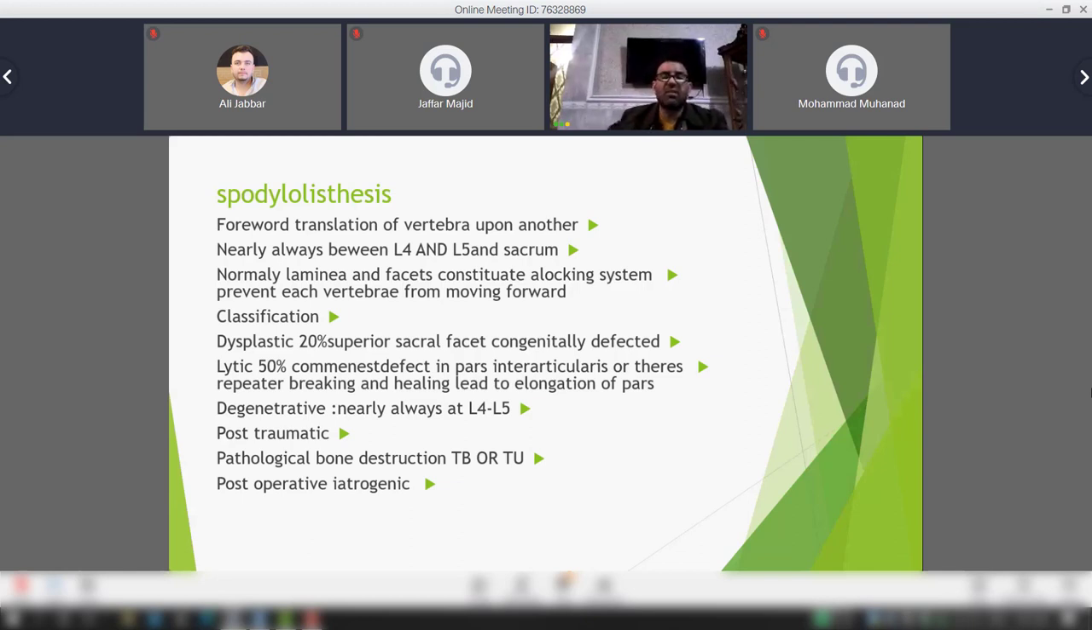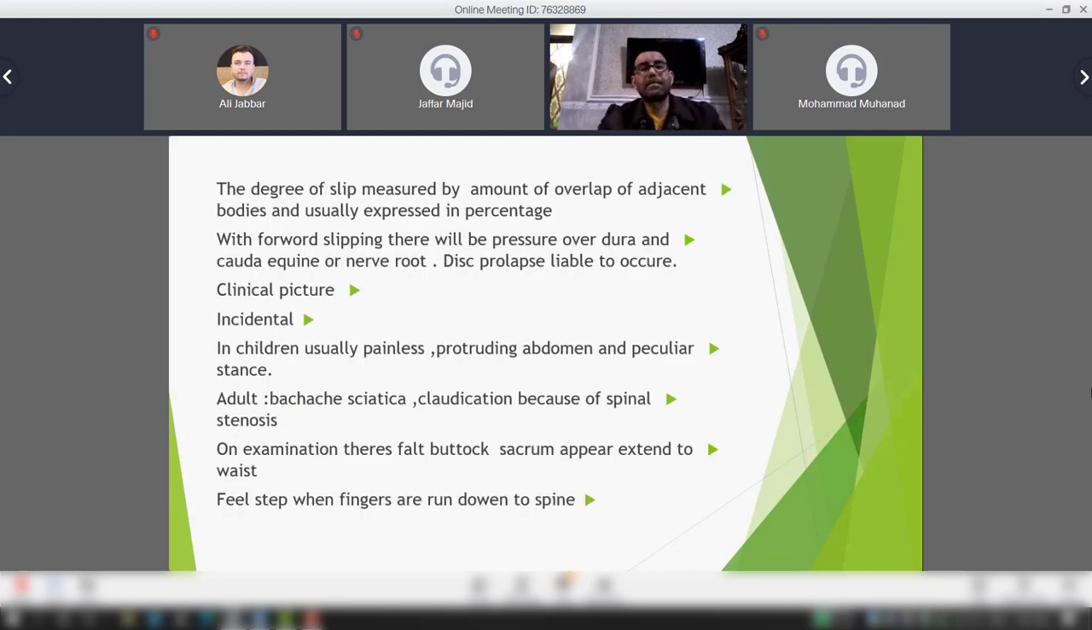والdegenerative type عنده predilection L4L5. Post traumatic trauma وطلعت البرتبرا اللي قدام. Pathological TB tumor وطلعت البرتبرا اللي قدام. أو post operative sometimes there is aggressive surgery بحيث شايل كل اللوكيك سيستم يطلع الفيرتبرا اللي قدام. Degree of slip measured by amount of overlap of adjacent bodies and usually expressed in percentage.